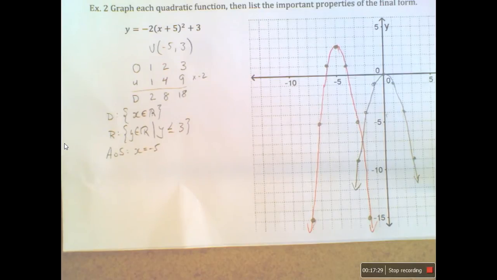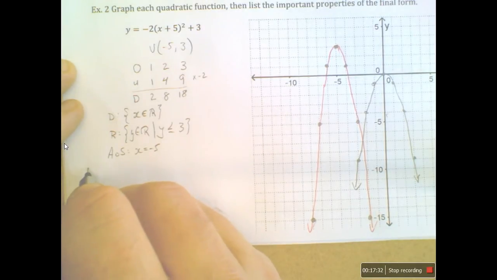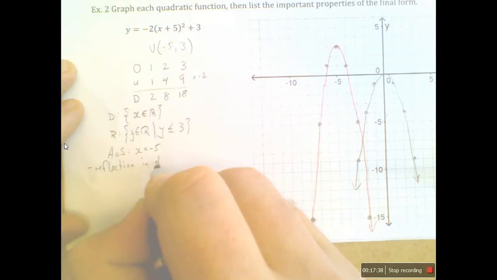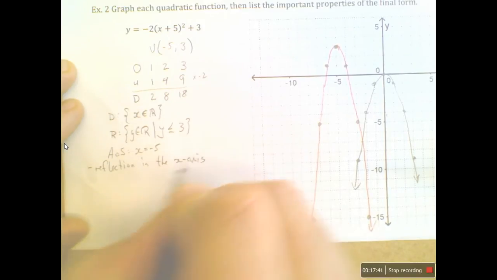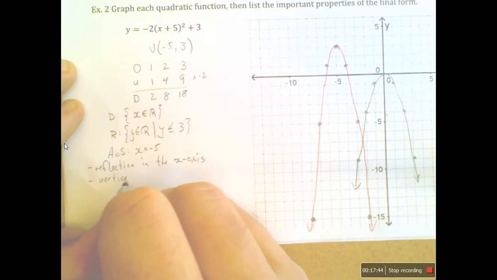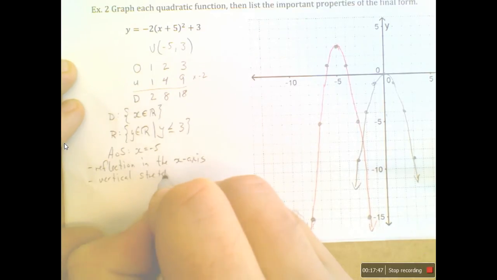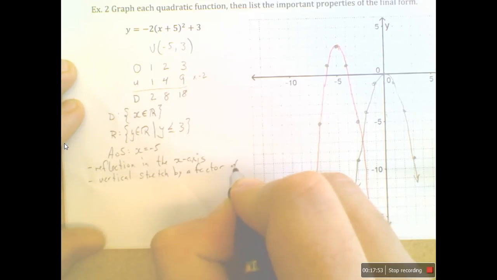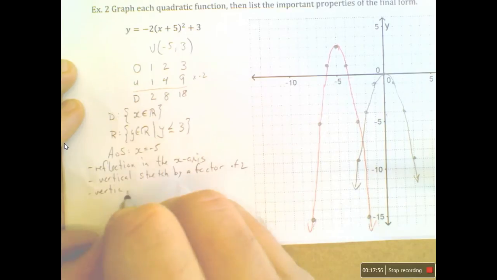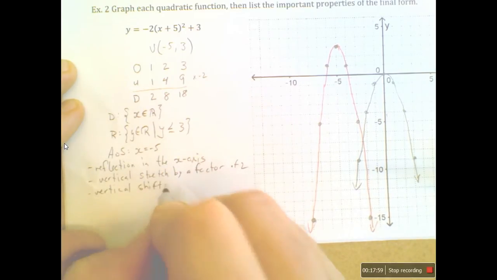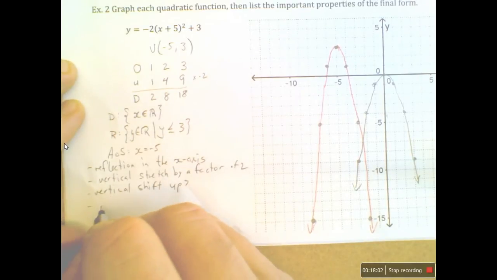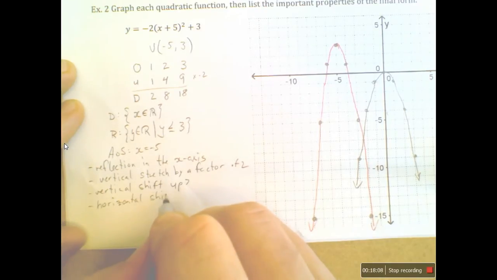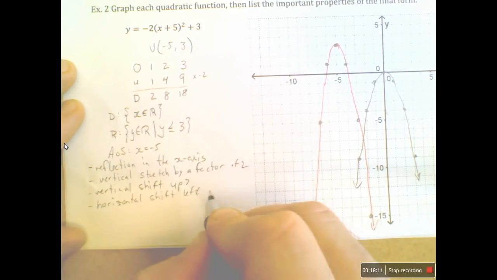We have to say the transformations using proper terminology. So here we go. We got a lot of them. Reflection in the x-axis, vertical stretch by a factor of 2, vertical shift up 3, and horizontal shift left 5.